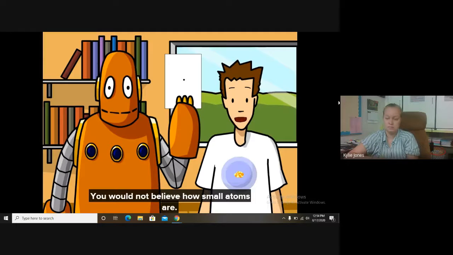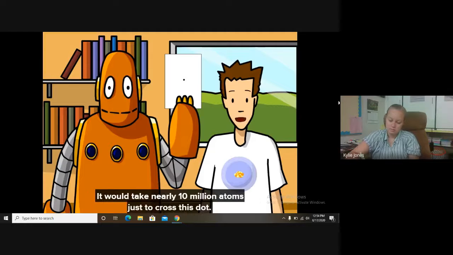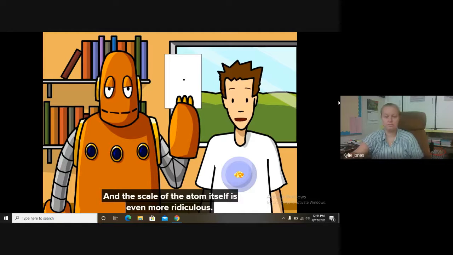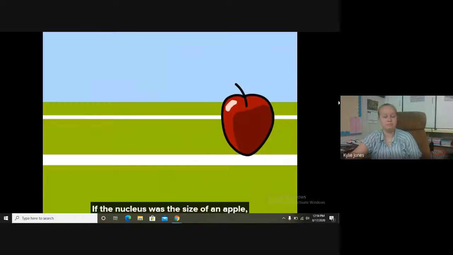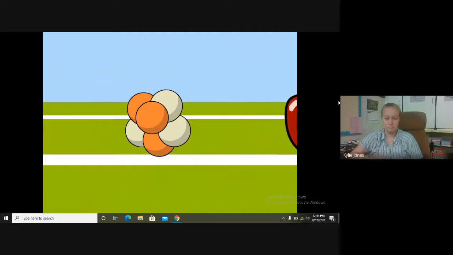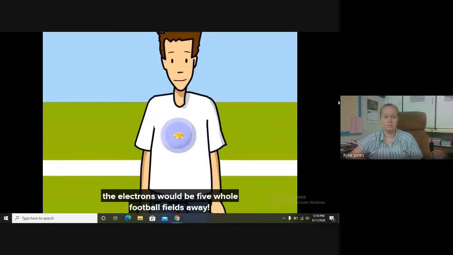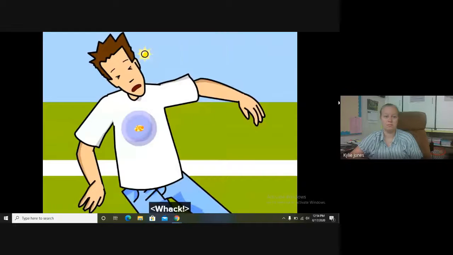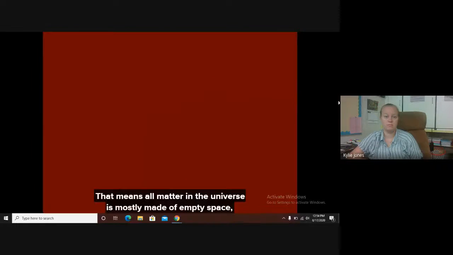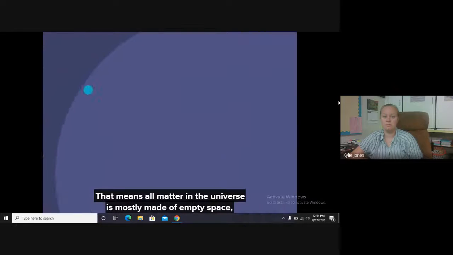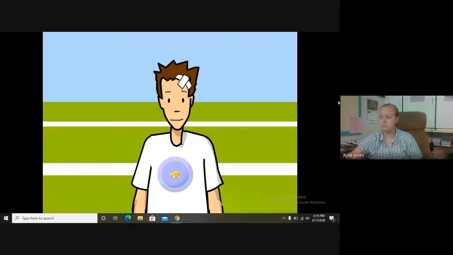You would not believe how small atoms are. It would take nearly 10 million atoms just to cross this dot. And the scale of the atom itself is even more ridiculous. If the nucleus was the size of an apple, the electrons would be 5 whole football fields away. Ow! That means all matter in the universe is mostly made up of empty space, which frankly blows my mind.